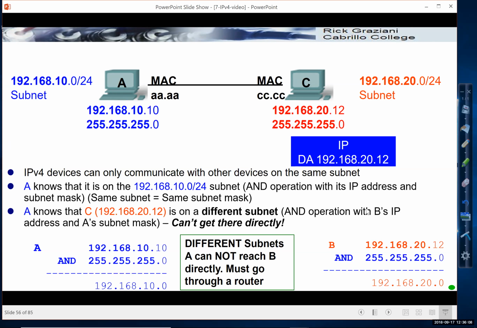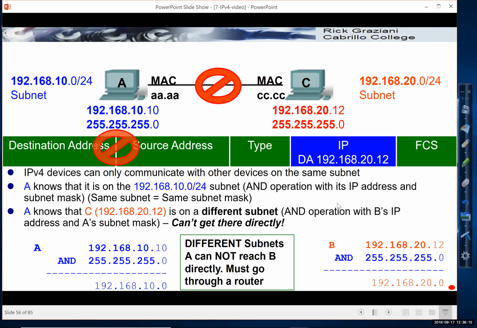But it does know this. You're not on my network. A says, we're not on the same network. So in this case, what A would have to do is it says, I can't reach you directly. You know what? If we don't have a router there, we're in trouble. So we need to get a router involved.